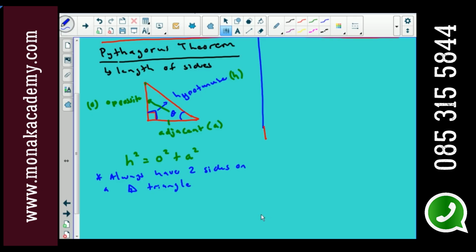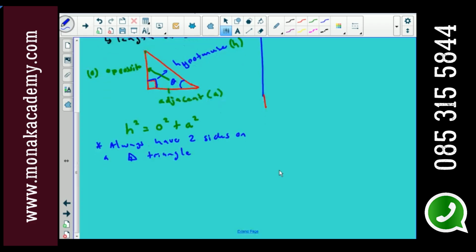Okay, I'll give you time to write. So, whenever we're dealing with the right-angled triangle, we said you can either use the Pythagoras theorem, which is what we have just discovered now, and we said this is only to calculate the length of sides. And for it to work, there must be at least two sides given. Otherwise, you can't use it. It will be completely useless for you.